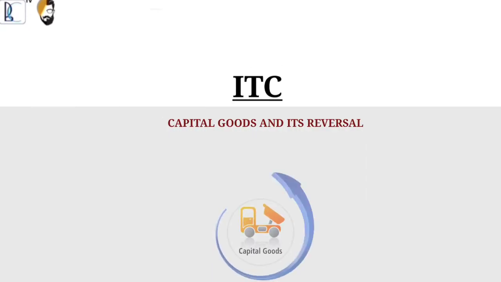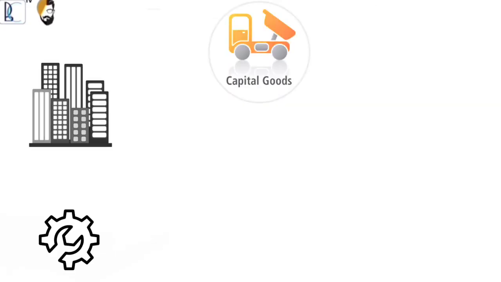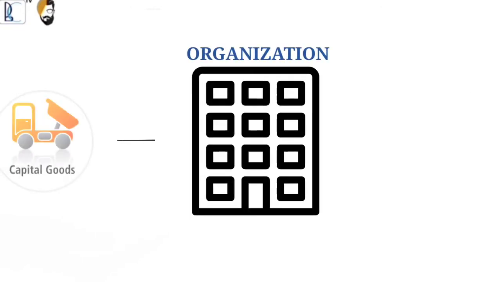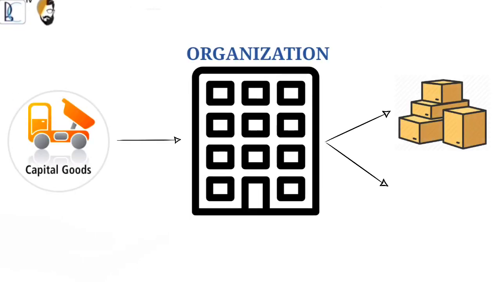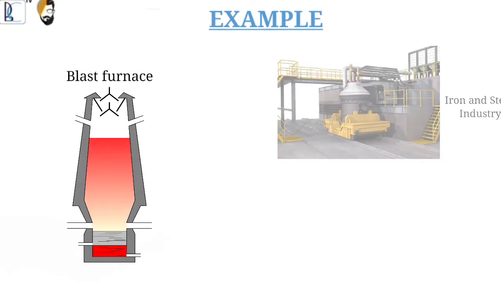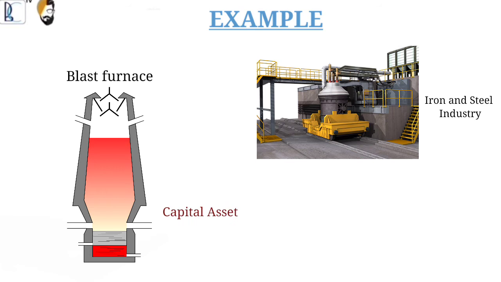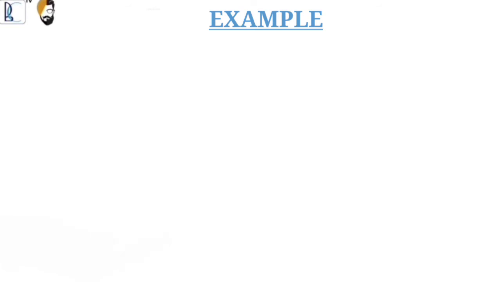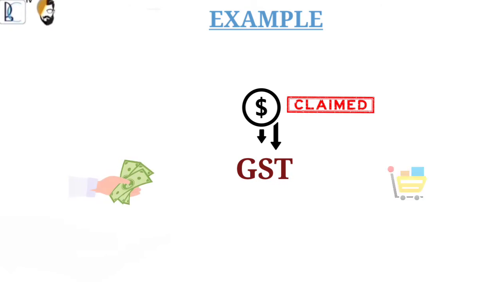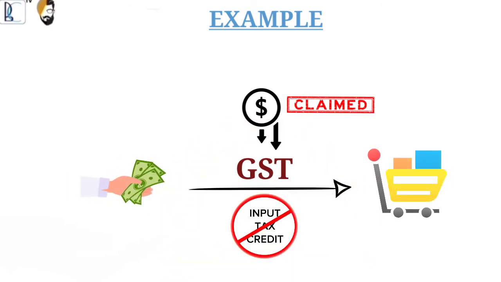Today, we shall be discussing the concept of ITC on capital goods and its reversal. Capital goods are assets such as buildings, machinery, equipment, vehicles and tools that an organization uses to produce goods or services. For example, a blast furnace used in the iron and steel industry is a capital asset for the steel manufacturer. If depreciation is claimed on the GST paid while purchasing the capital asset, ITC is not allowed.